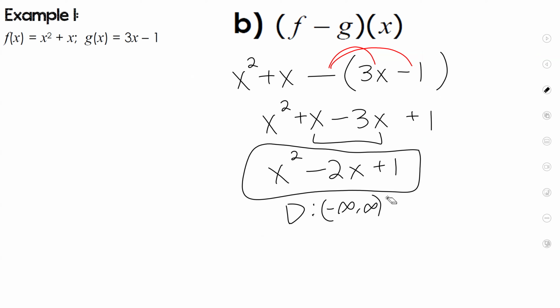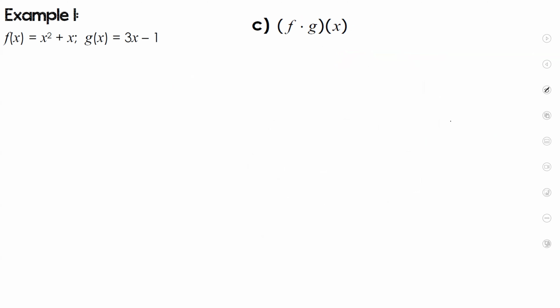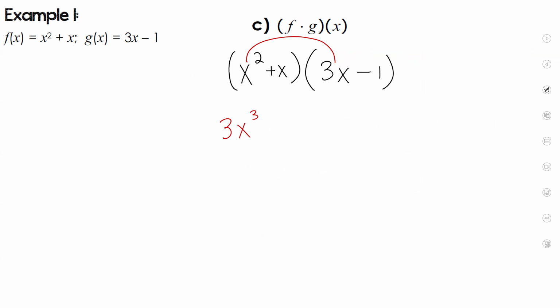Now, let's talk about multiplication. Now we're going to multiply these. So I have x squared plus x times 3x minus 1. So I'll do the first one. X squared times 3x is 3x cubed. X squared times a negative 1 is a negative x squared.